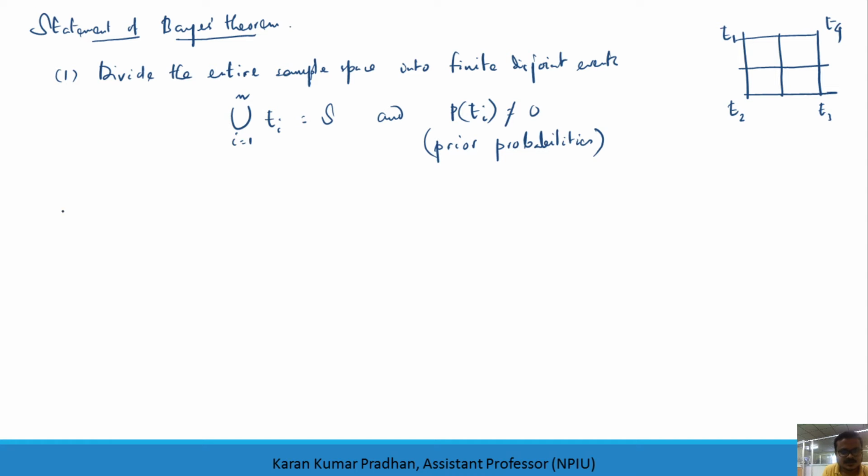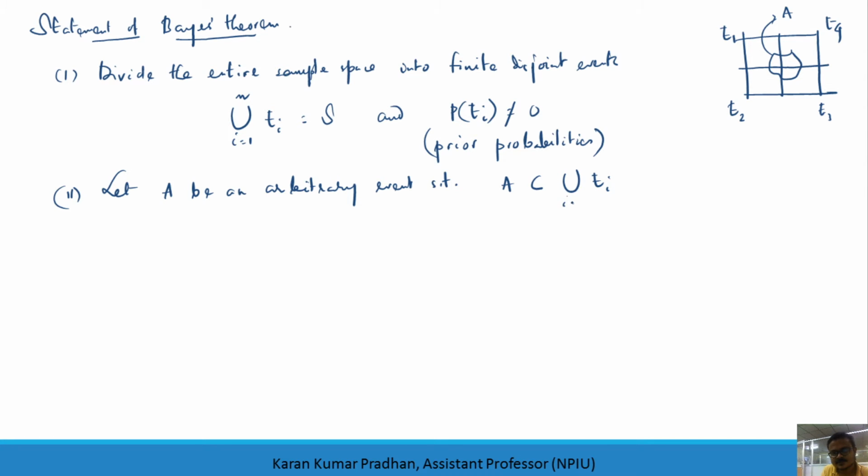Then the second part is we have to define an event. Let us say this is an event A, which is a subset of the union of these. So let A be the new information, or an arbitrary event, such that A is a subset of the union of these events, i running from 1 to n. Now if I am supposed to find this A, how can I write it in terms of these disjoint events? Let me show you how you will write.